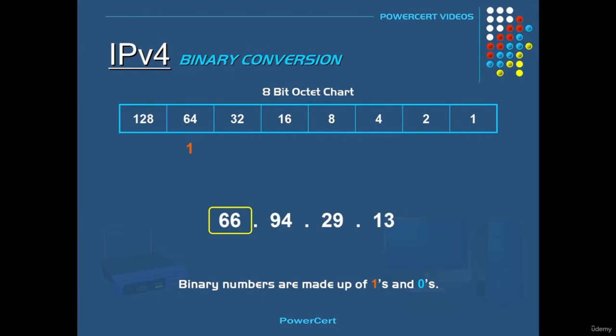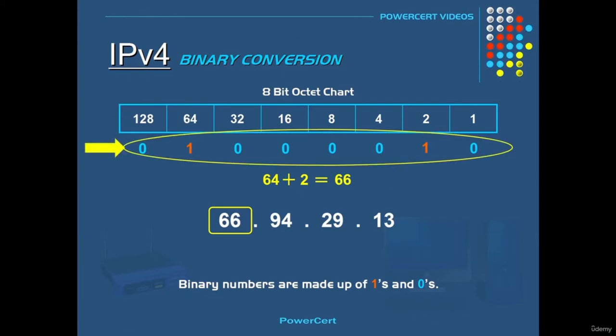So let's put a number 1 in the 2 slot. So now if we count all the numbers that we have ones underneath them, you would get a total of 66. All of the other bits would be zeros, because we don't need to count them since we already have our number. So this number here is the binary bit version of 66. So we'll put that number down here.